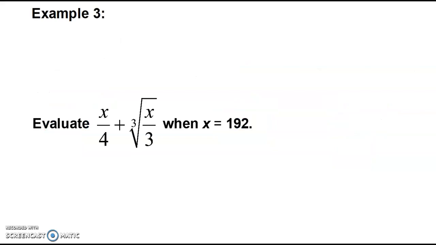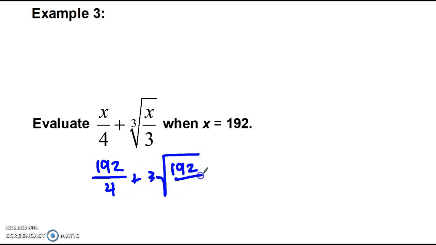Here we have evaluate x over 4 plus the cube root of x over 3 when x equals 192. So don't forget you're going to substitute some values in first. So 192 over 4 plus the cube root of 192 over 3. And of course you want to take care of your cube roots first.